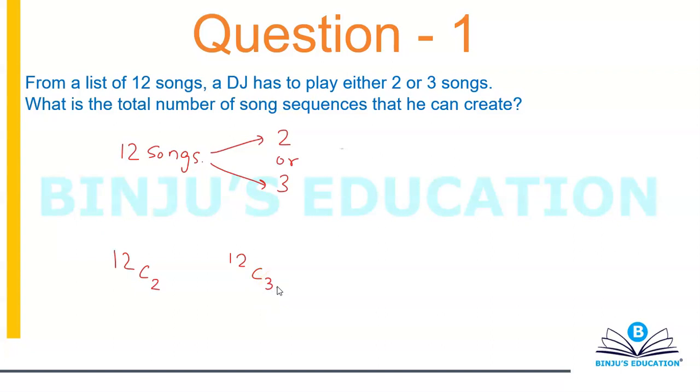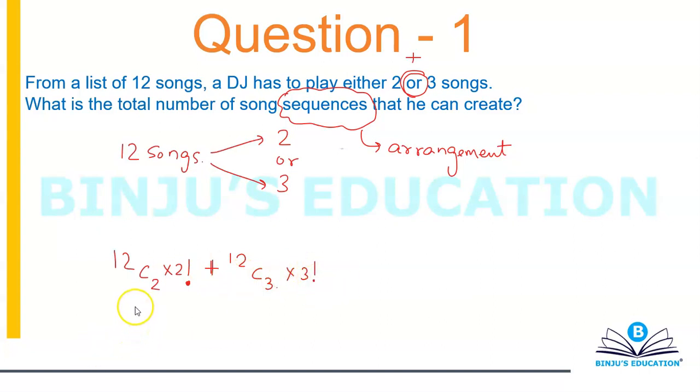We are not done with the question, because the question says what is the total number of song sequences. Sequences basically means arrangement. So once you have selected 2 songs, you'll have to arrange them also. So this will be multiplied by 2 factorial. You have the word OR here. I told you that when you talk about OR, it stands for addition. So addition. Then you have 3 songs. You can arrange 3 songs also, so multiplied by 3 factorial.